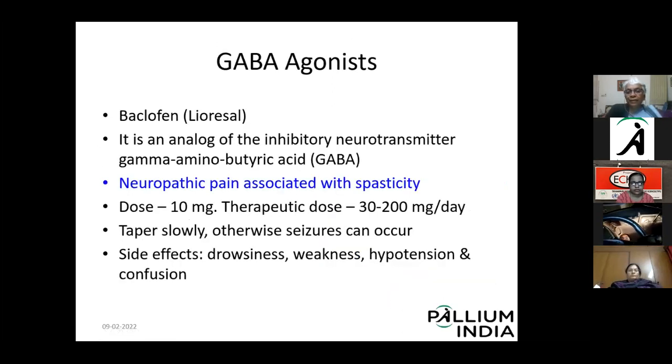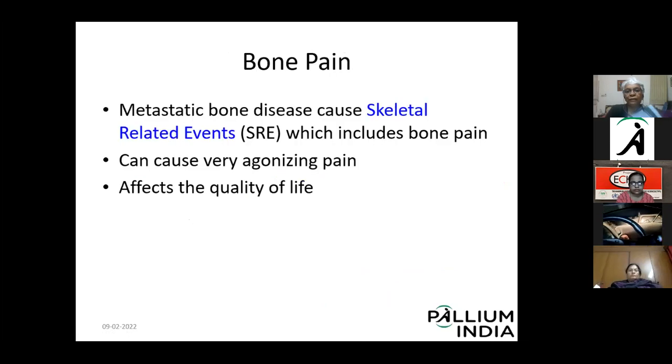Now, some drugs like baclofen can be used when there is spasticity, and particularly neuropathic pain associated with spasticity. And this can be one of the useful adjuvant drugs.